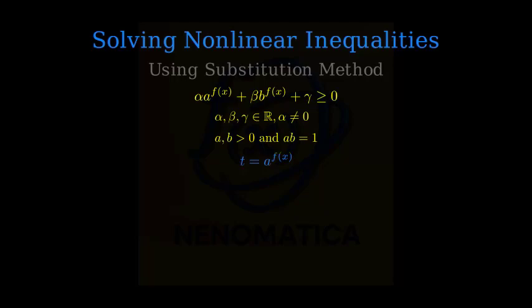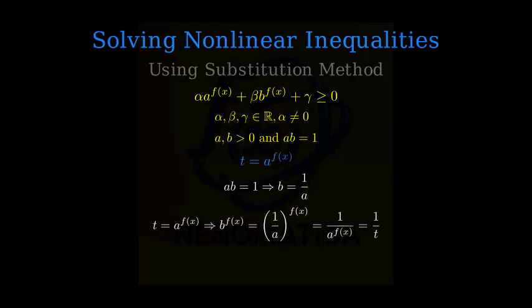We define t equals a to the power of f of x. Since a and b are reciprocals of each other, meaning a times b equals 1, we can express b to the power of f of x in terms of t. If t equals a to the power of f of x, then b to the power of f of x equals 1 over t. Now, let's apply our substitution to transform the original inequality.